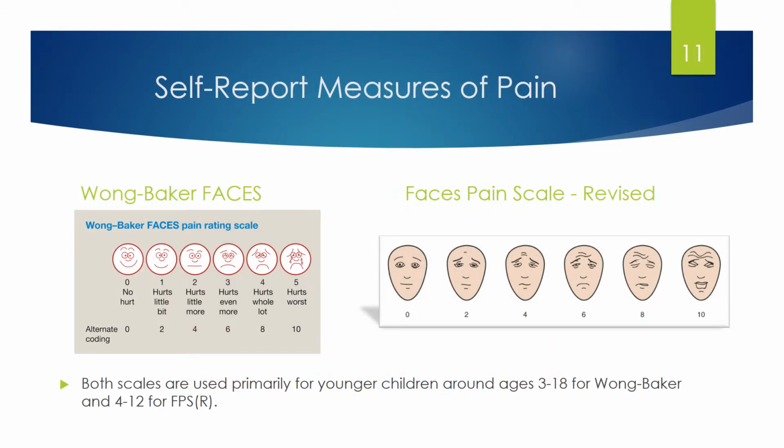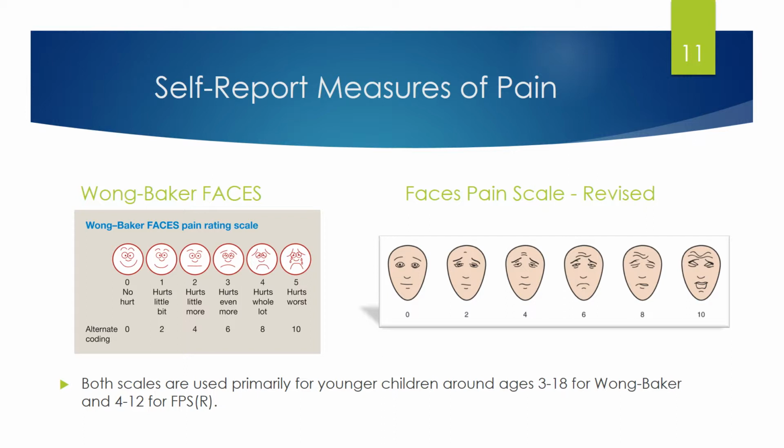In terms of self-report measures of pain, there are 2 report measures that nurses can easily administer to children. Both are cartoon faces. The level of emotional pain is described to the children, and then they are to indicate a number to the nurse. So on the Wong-Baker faces, you can see that it ranges from 0 to 5, so 0 being no hurt, 5 being hurts worst. And below that, you can see some alternative coding that matches the faces pain scale.